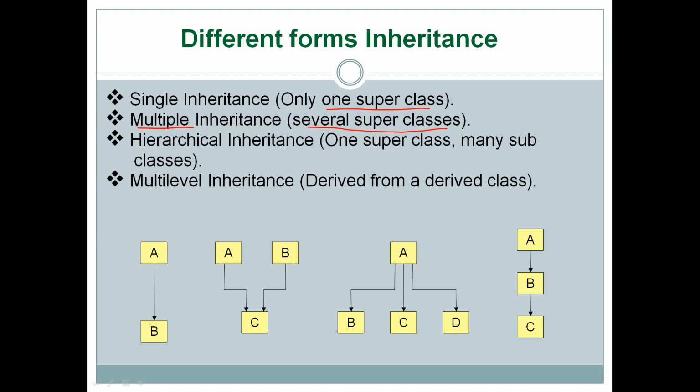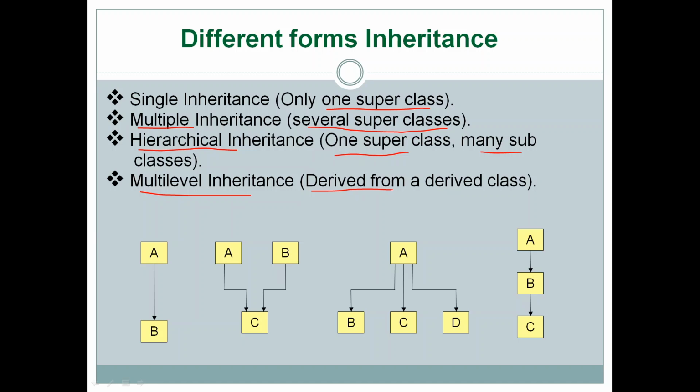Then another form is hierarchical inheritance. In hierarchical inheritance we have one superclass and many subclasses, more subclasses inheriting from one superclass. Then we have multi-level inheritance. In multi-level inheritance, we derive from a derived class. So we inherit from a class which is inheriting from some other class, that is multi-level inheritance. And the same has been demonstrated here with a diagram. So let us look at this diagram.